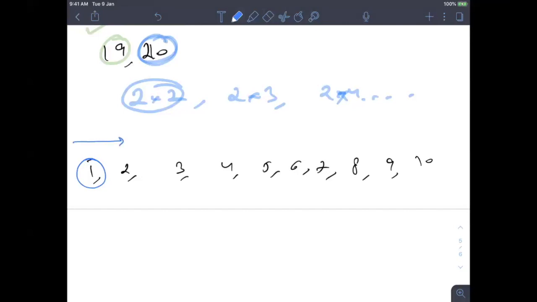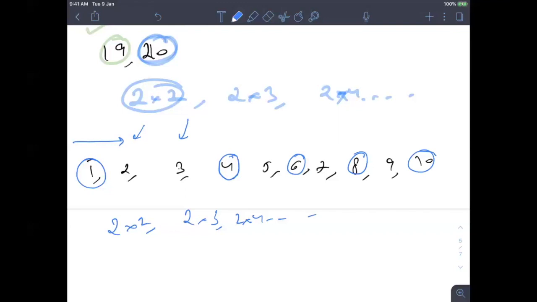So first of all, let's start with 2. 2 is not circled, so it means it's a prime number. After getting a prime number, I will mark its multiples. So 2's multiple is 4. Basically 2 into 2, 2 into 3, 2 into 4, and so on. So 2 into 4 cannot be a prime number because it is divisible by 2. So I am just circling them. Basically I am eliminating those numbers which are divisible by 2. Now this iteration is complete.